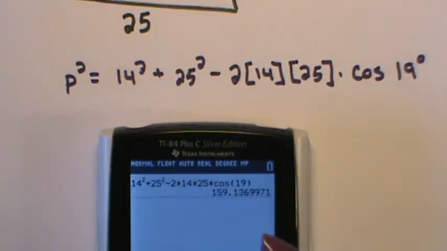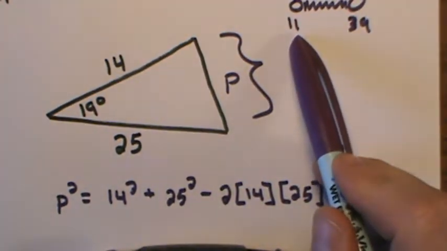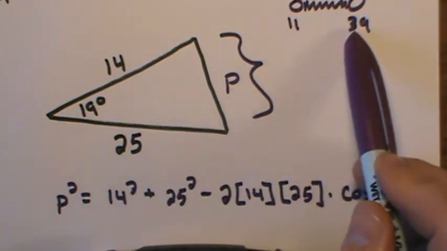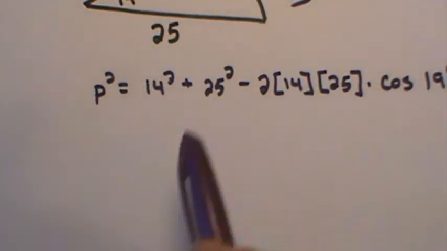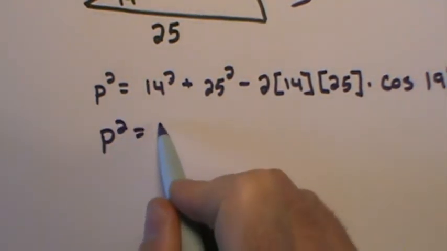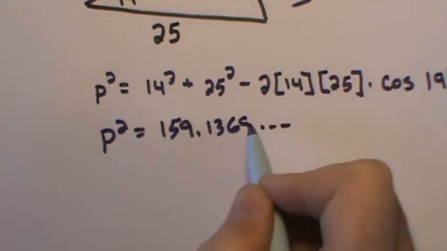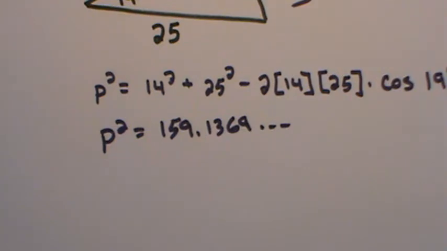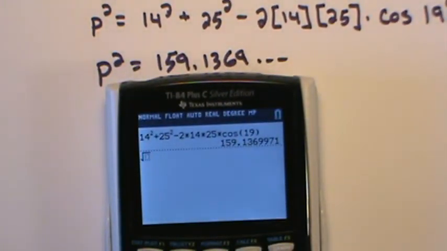Now I'm getting this answer of 159.136, so on and so forth. But I told myself my answer has to fall somewhere between 11 and 39. The reason why this number is so large is it's p squared, it's not p. So I've got this p squared equaling 159.1369, and I'll have to root that. So what I'll do is go second, square root that value.